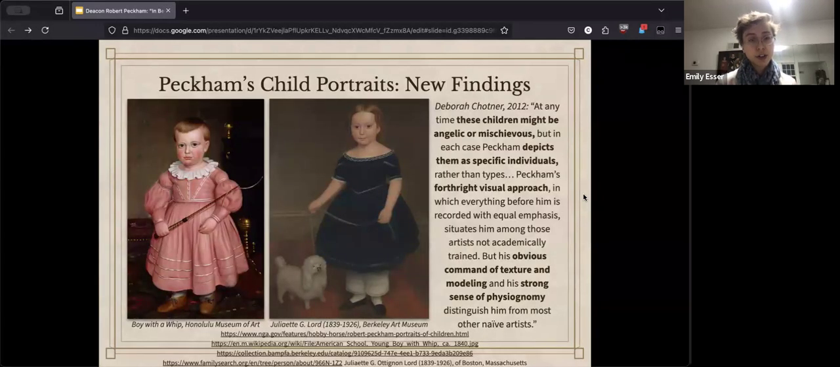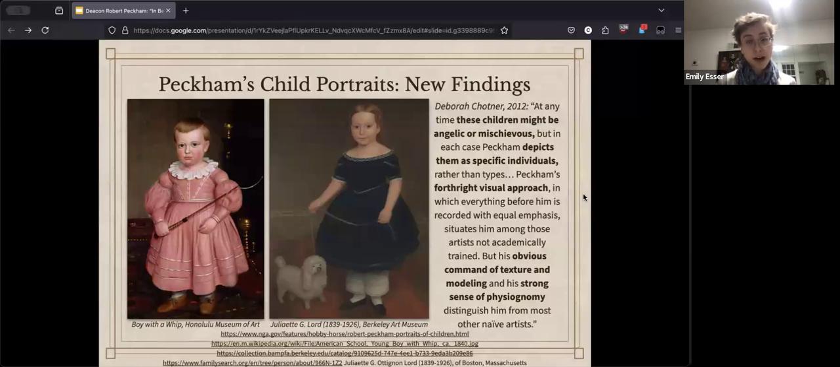Here are two child portraits, full length, that I've been fortunate enough to discover. They are quite recognizable compared to Peckham's other known works. As Deborah Chotner wrote, at any time, these children might be angelic or mischievous, but in each case, Peckham depicts them as specific individuals rather than types. And I think that that's one of the most defining trademarks of his work. They have such a strong sense of character.